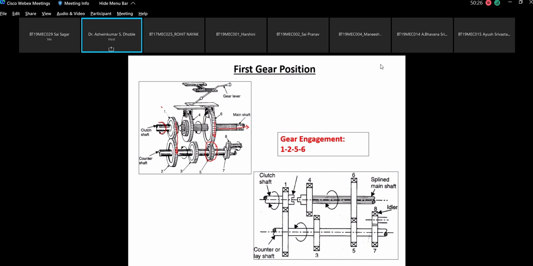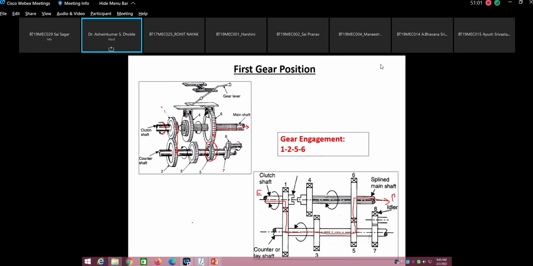Okay, so gear 1, 2, 5 and 6, this is 1. The power is coming from here, goes to here, from here it will go here, and then from here it will go to the output. That means this end of the gearbox is connected to the propeller shaft. So this is going to be the propeller shaft, and this is coming from the engine clutch. Okay. So this is basically the path for the power transmission in the first gear.